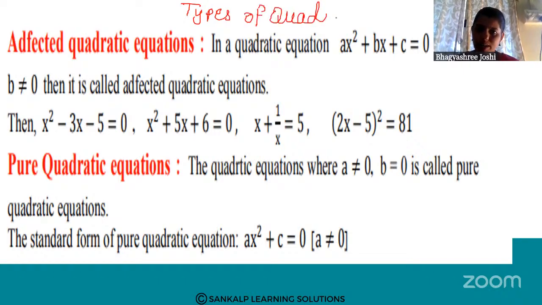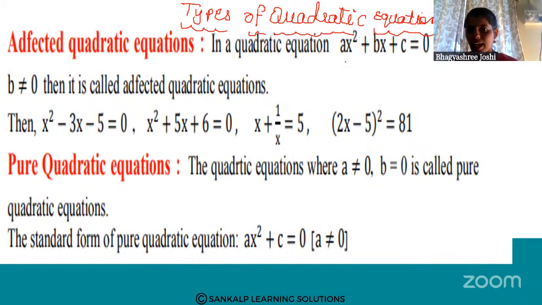Types of quadratic equations. So how many types are there? 2 types are there, right? One is affected quadratic equation. Another one is pure quadratic equation, right? So affected quadratic equations. In the quadratic equation ax square plus bx plus c equal to 0, a is not equal to 0, b is not equal to 0, then it is called as affected quadratic equation.